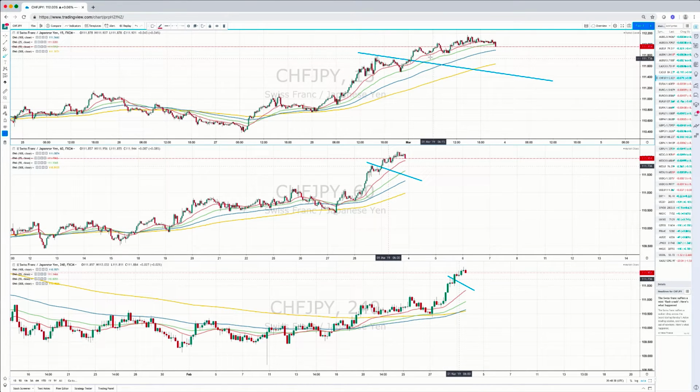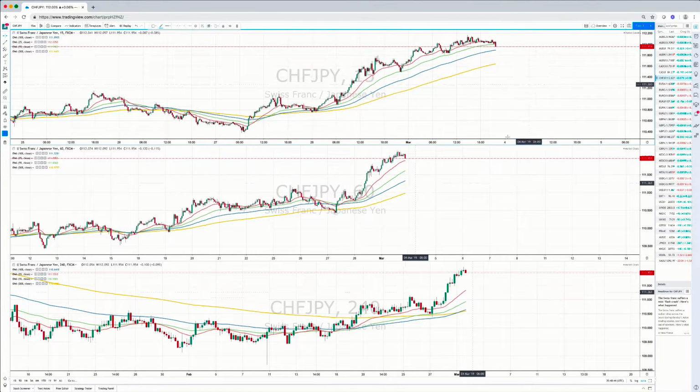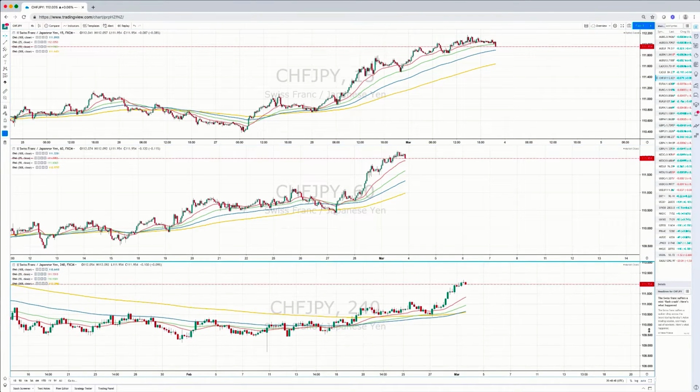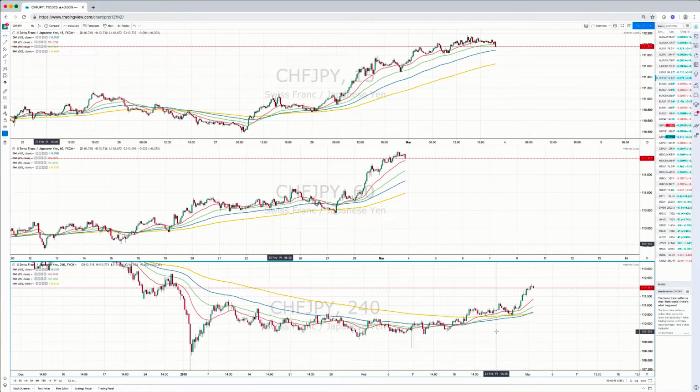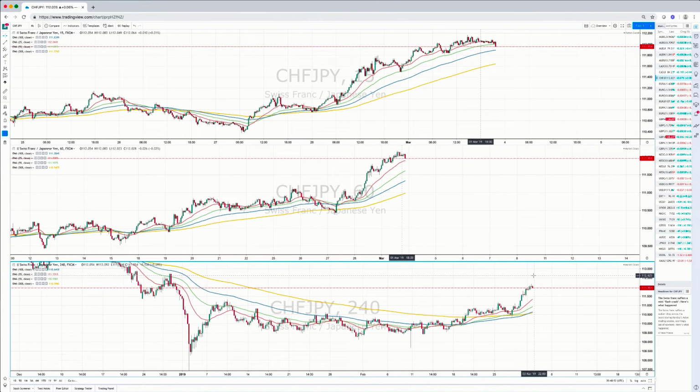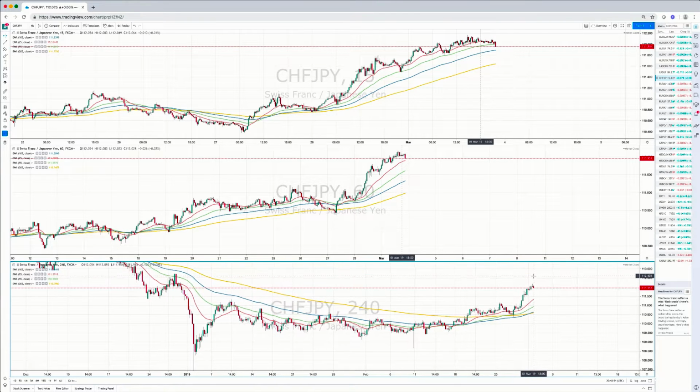The Franc Yen has been trending up for quite some time now. We can see here from the 4-hour chart, it is really trading towards a high. Now, I'm not saying that it can't go any further. Of course, it can go further, and it may well do that, but not without some sort of a pullback.